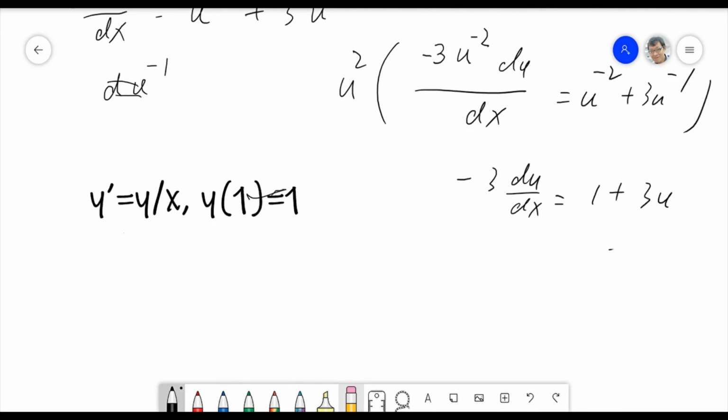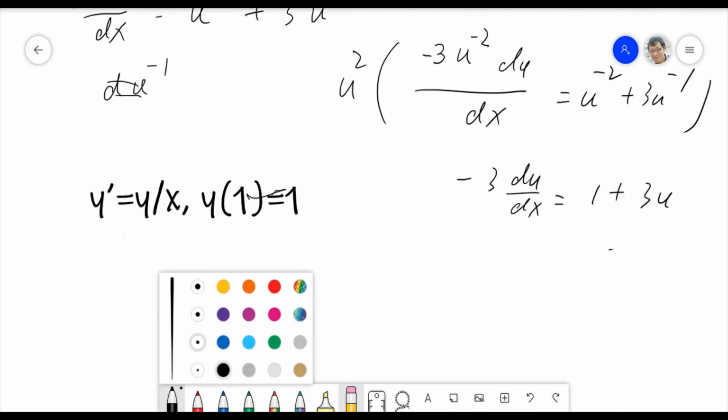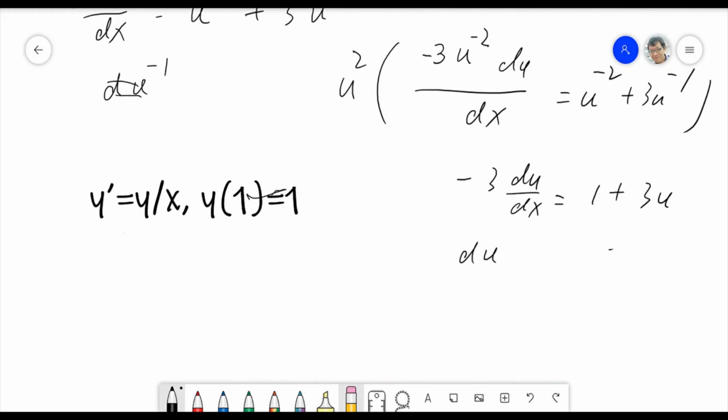Look here. We move u to one side and x to the other side. So what are we supposed to do? So du over 1 plus 3u, and dx and negative 3 go to the other side. So negative dx times 1 over 3. Am I right?